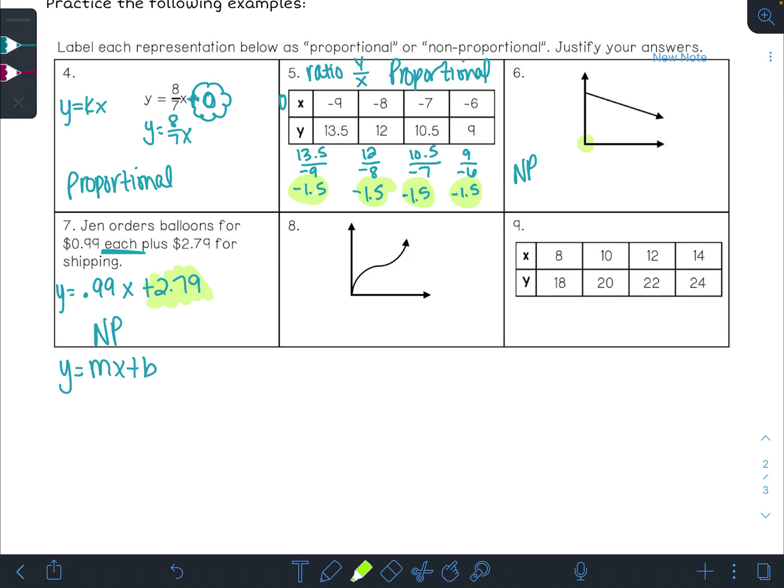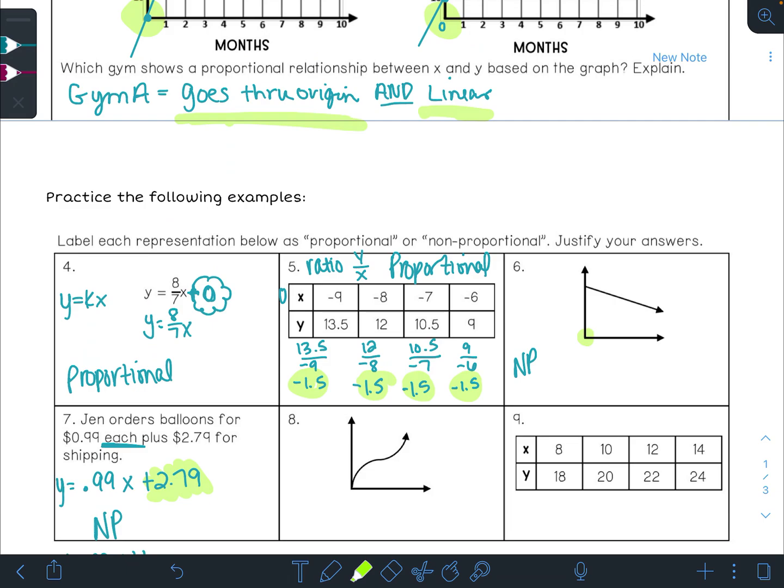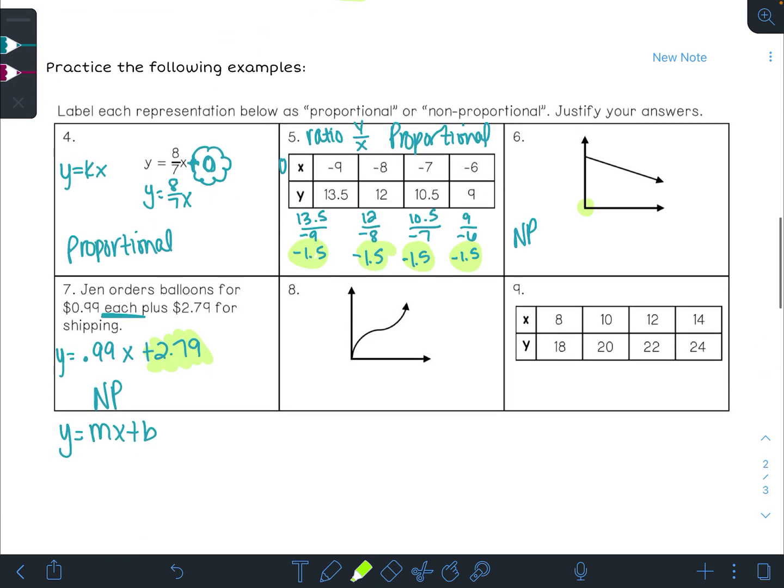Now, when I'm looking at number 8, remember, again, your graph has to go through the origin and be linear, and linear means a straight line. So when I'm looking at number 8, it does go through the origin, but do you notice how it is not a straight line? So because it is not linear, it is not proportional. And if you wanted to put on number 6, it doesn't go through the origin. It has to meet both criteria for it to be proportional.